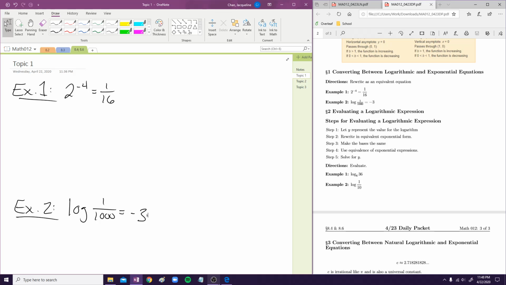Welcome back. So now let's do some examples. The very first topic we're going to do today is converting between logarithmic and exponential equations. So our directions say to rewrite as an equivalent equation. So what does that mean?